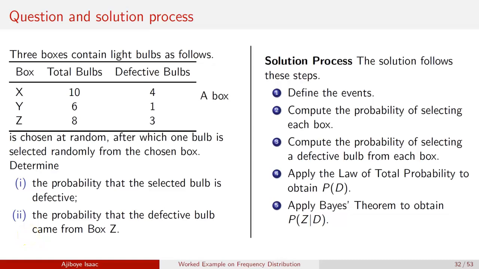Hello everyone. This is part of my video series on basic statistics, and today we'll be looking at Bayes' theorem. This example will help us understand how to apply Bayes' theorem or conditional probability.